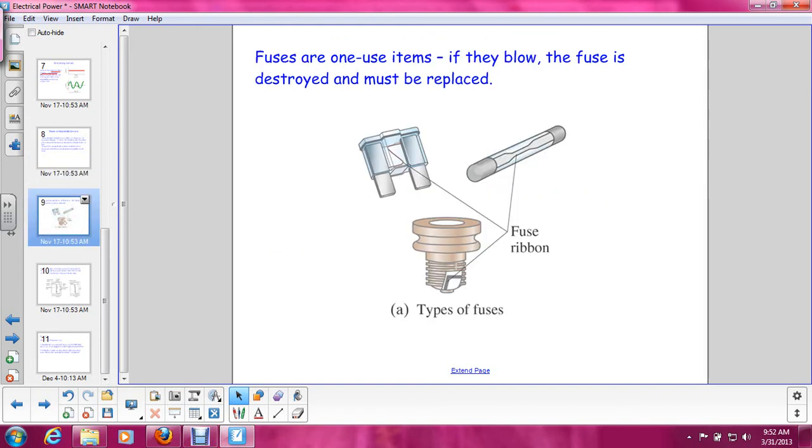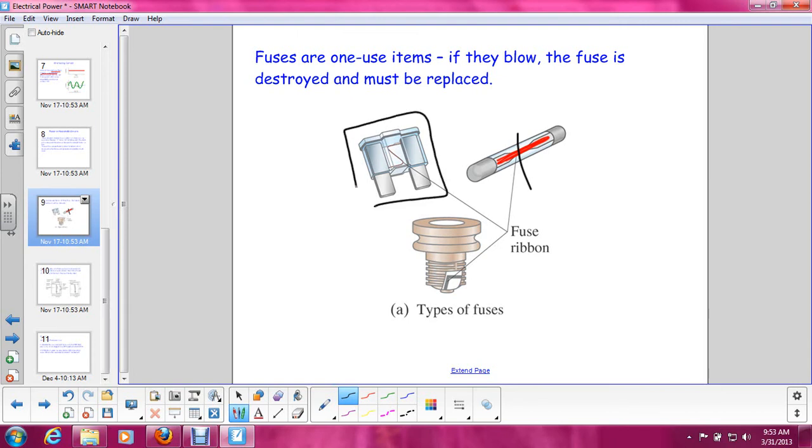Fuses, unfortunately, are one-use items. What happens is there is a little piece of material in here that is sensitive to how much current is flowing through it. And if there is too much current flowing through it, that material will break. Because it breaks, the circuit is no longer closed, and electricity can't flow through it anymore. So you have to go and replace the fuse, which is kind of a pain, but at least your house didn't catch on fire. This is the kind of fuse you find in a car. They work the same way. If it breaks, it has to be replaced.